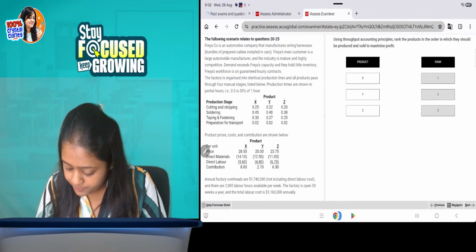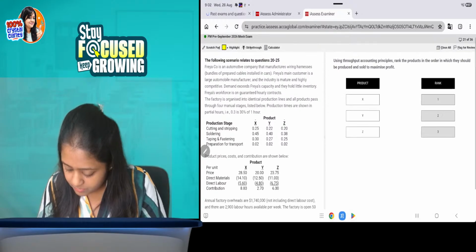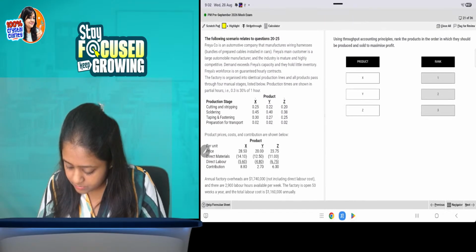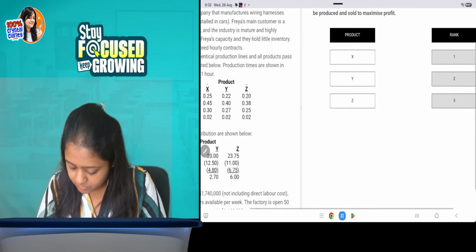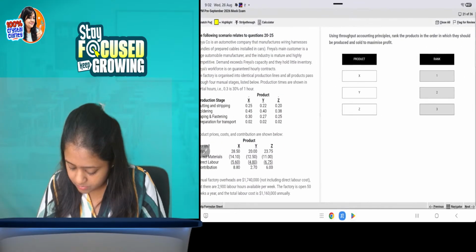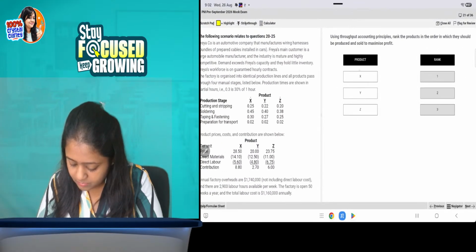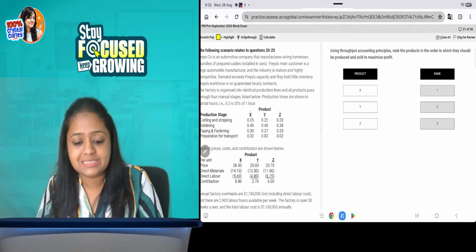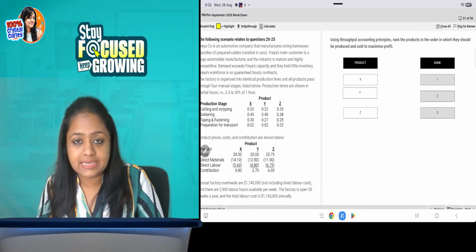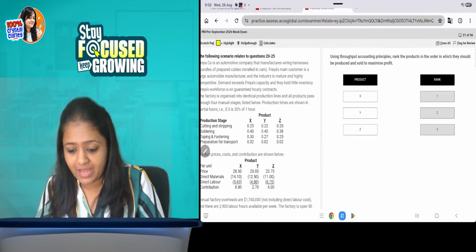X is 2. Okay, I'm not able to move. You please select X is 2, Z is 1, and Y is 3.